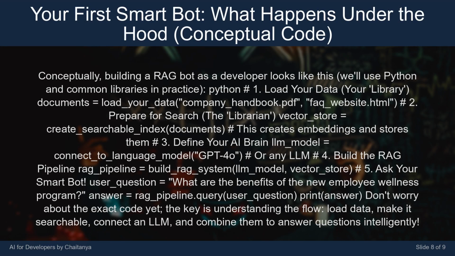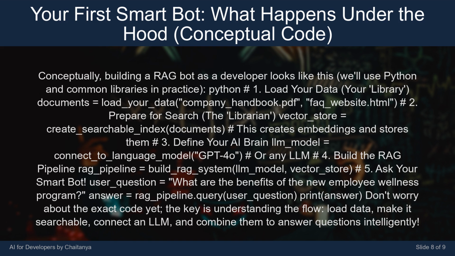Conceptually, building a RAG bot as a developer looks like this. We'll use Python and common libraries in practice. Number 1. Load your data, your library. documents = load_your_data("company_handbook.pdf", "faq_website.html"). Number 2. Prepare for search, the librarian. vector_store = create_searchable_index(documents). This creates embeddings and stores them.